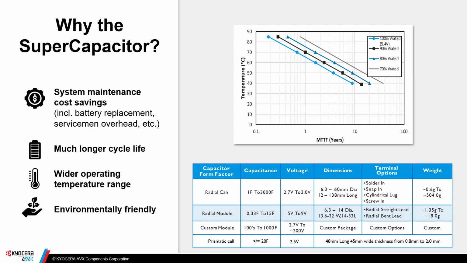Now, there's four different form factors that could commonly be used. One would be a radial can, another might be radial modules, then custom modules and prismatic cells. Many people are not aware of the prismatic cell. The capacitance can go up to 20 farads. Voltage is attractive. And these devices are ultra thin. They could be less than 1 millimeter, as low as 0.8 millimeters, or they could be 2 millimeters.